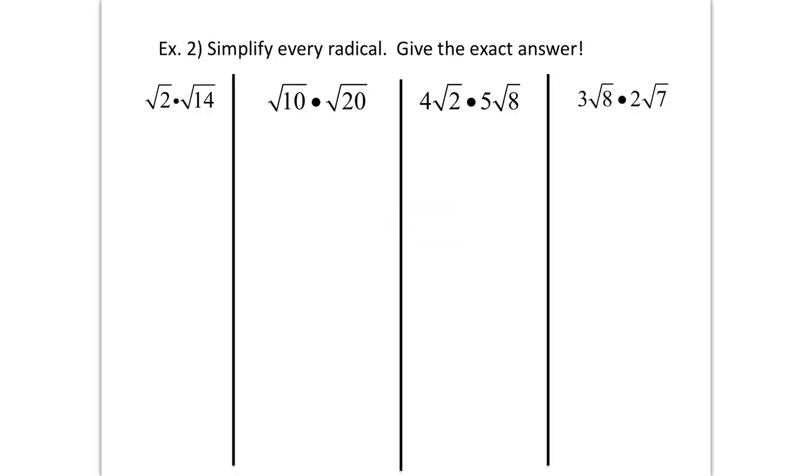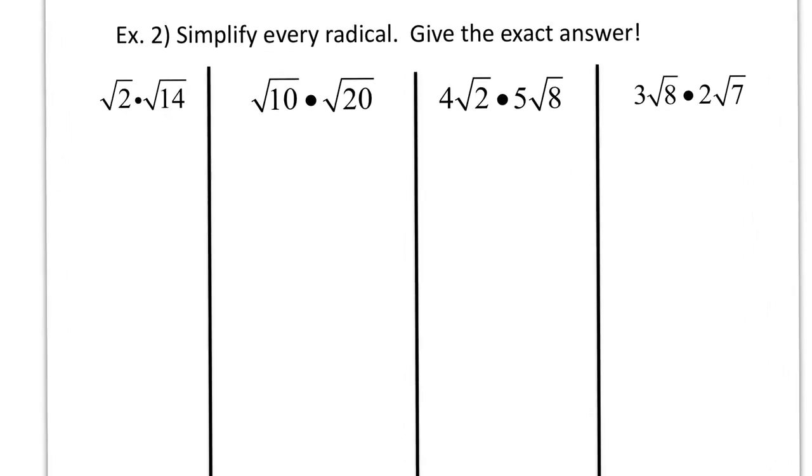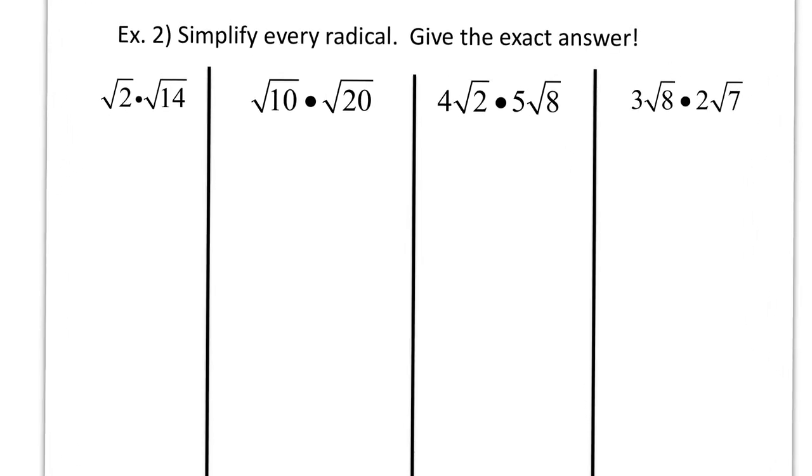Now, this example here, notice that we have two different radicals, and you are multiplying the radicals, and you want to simplify every radical. Now, we also want to give the exact answer. We want to find that radical form, not the decimal, but this is where you have to use one of the properties that I showed you at the beginning of the video, which is the product property. If you are multiplying two radicals, you can make one by multiplying the radicands.